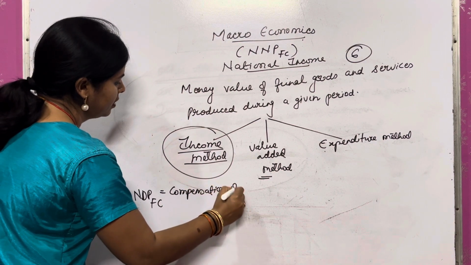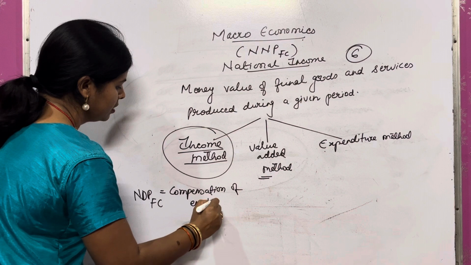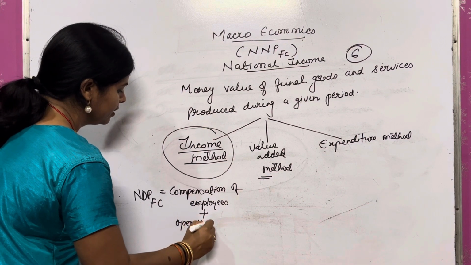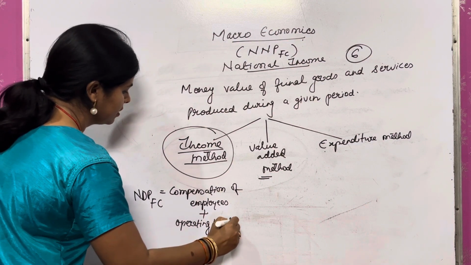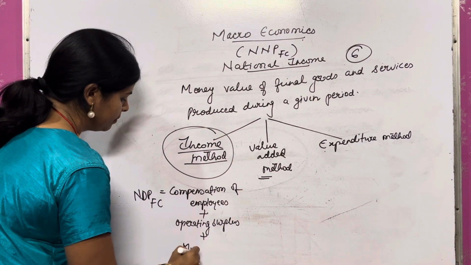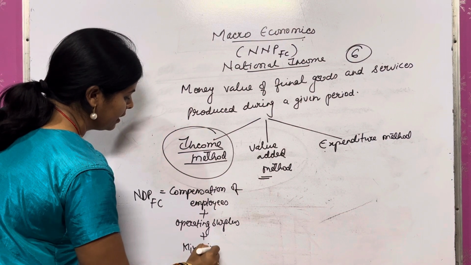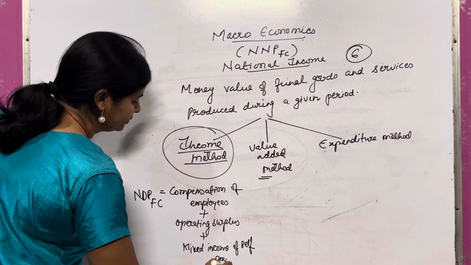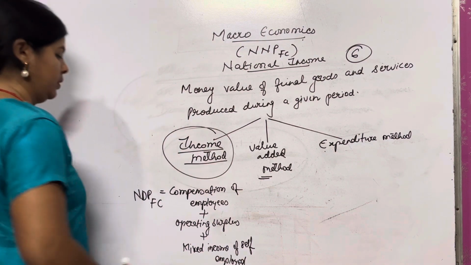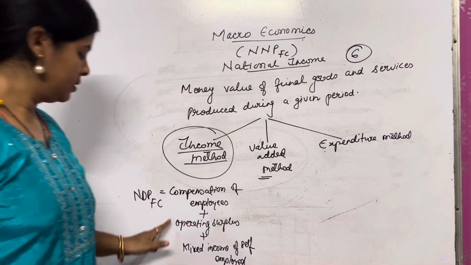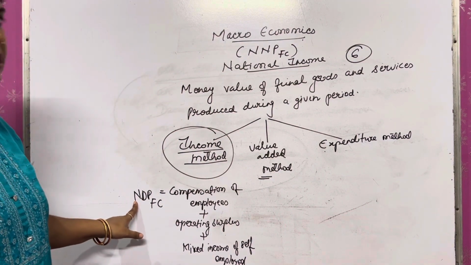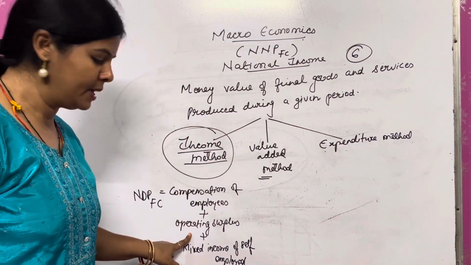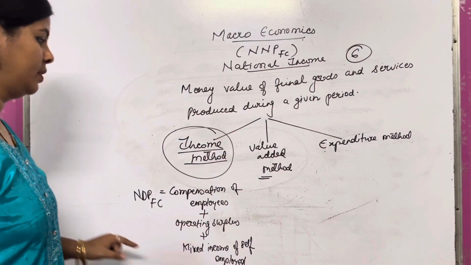of employees plus operating surplus plus mixed income of self-employed. By adding these 3 things, we get the net domestic income: compensation of employees plus operating surplus plus mixed income of self-employed.